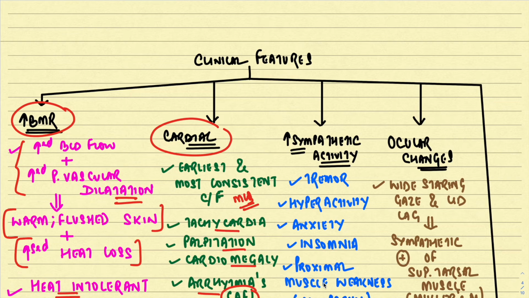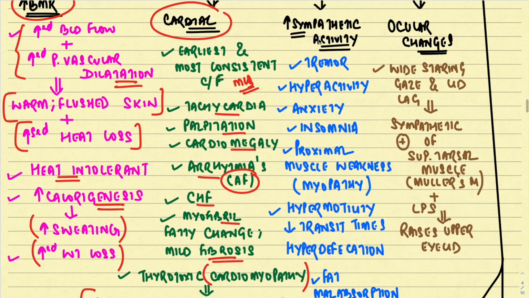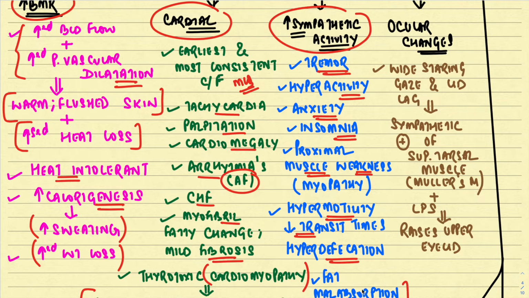Now, the increased sympathetic activity that we see is associated with tremors, hyperactivity, anxiety, and insomnia, that is, inability to sleep. There is a proximal muscle weakness characterized by proximal muscle myopathy. Hypermotility will be there, as in the gastrointestinal tract there is an excessive amount of motility. There is hyperdefecation. There is a decreased transit time. And they might also have fat malabsorption.